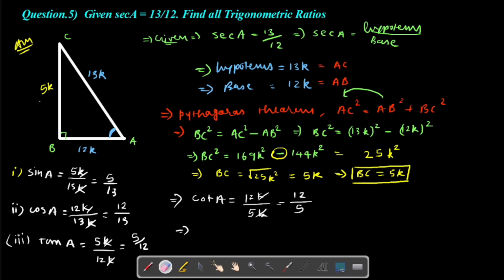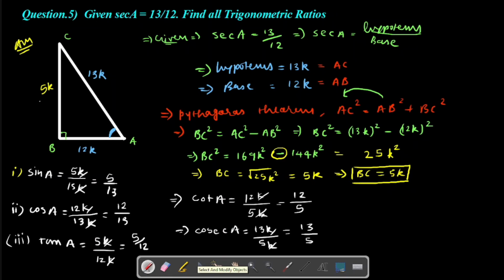Now the last one, we are left with cosec A. We already know that cosec A is equal to hypotenuse upon perpendicular, because it is the inverse of sine A, right? Here the hypotenuse is AC, whose value is 13k, so we write 13k here, and the perpendicular is BC, which is 5k, so we write 5k here. Now the k will be cancelled out and the remaining value is 13 by 5. That's great. Now our question is completed.